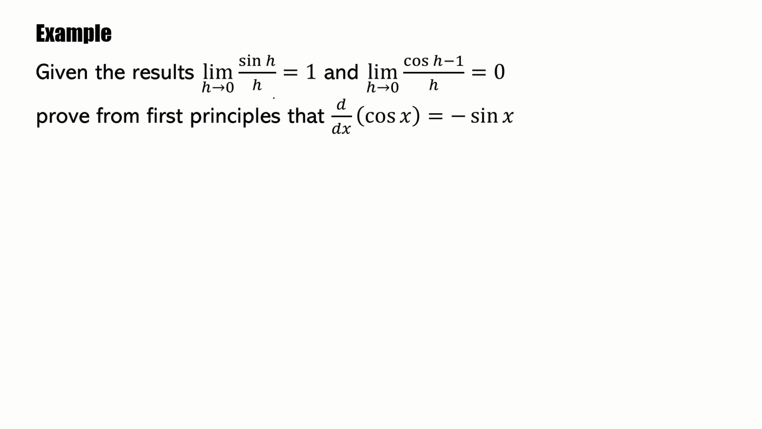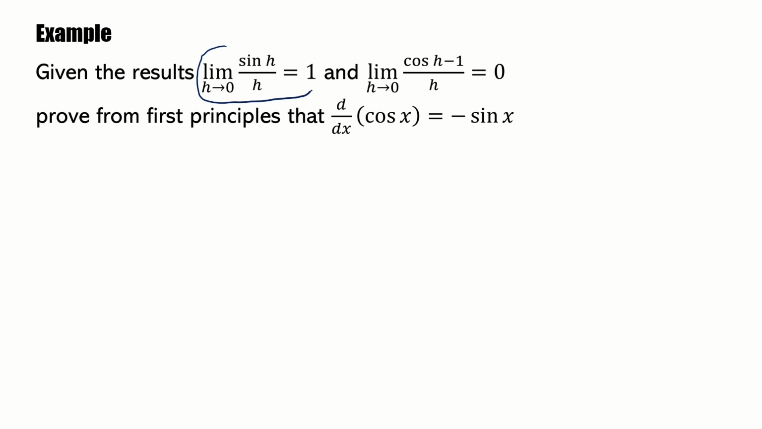So we've been given the results that the limit as h tends towards 0, which by the way is what that lim h with the arrow and the 0 means, of sine of h over h is equal to 1. And also the limit as h tends towards 0 of cos of h minus 1, all divided by h, is equal to 0. So we are allowed to use those facts in the question.